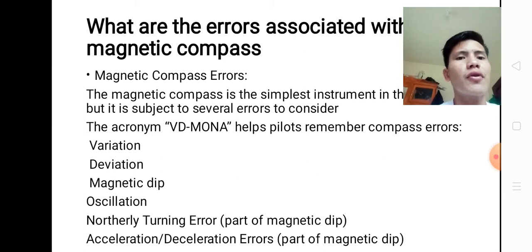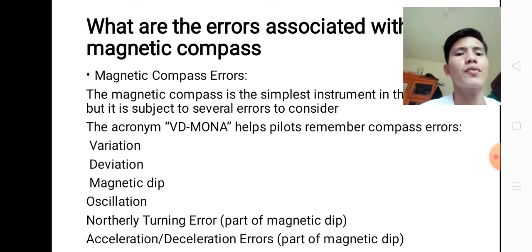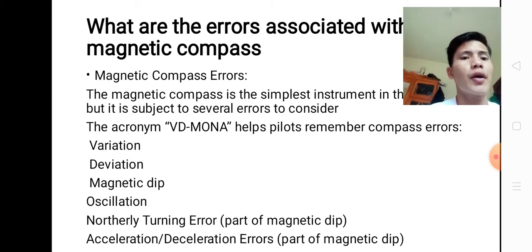VD-MONA stands for: V is for variation, D is for deviation, M is for magnetic dip, O is for oscillation, N is for northerly turning error and it is part of magnetic dip. A stands for acceleration or deceleration errors, and is also part of magnetic dip.